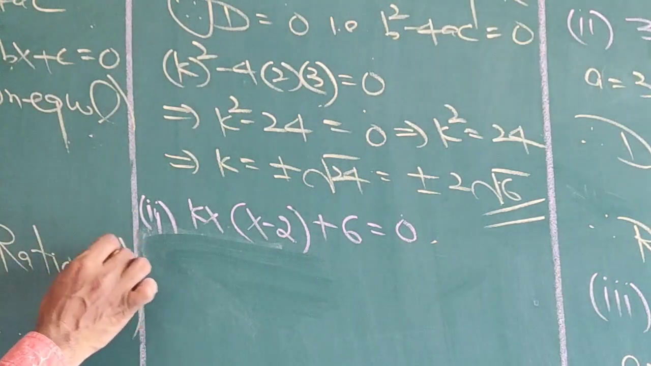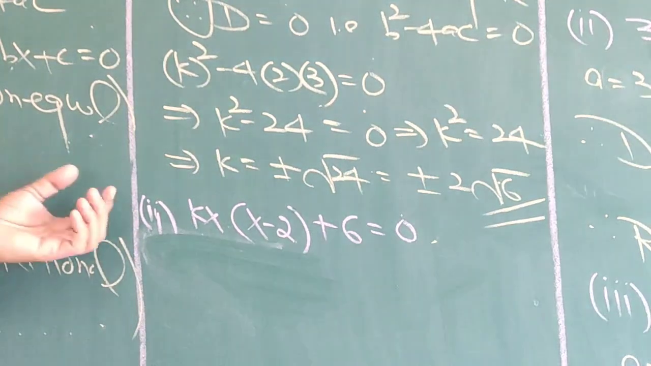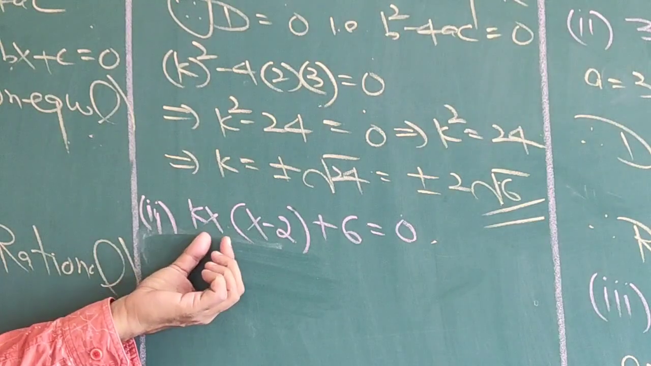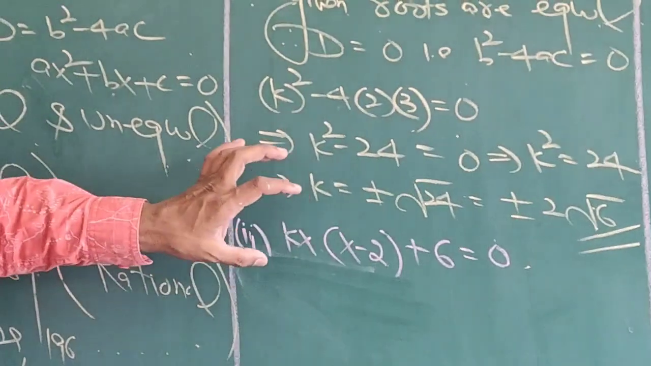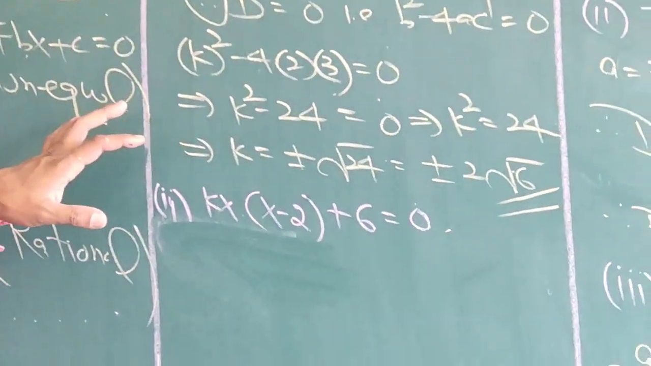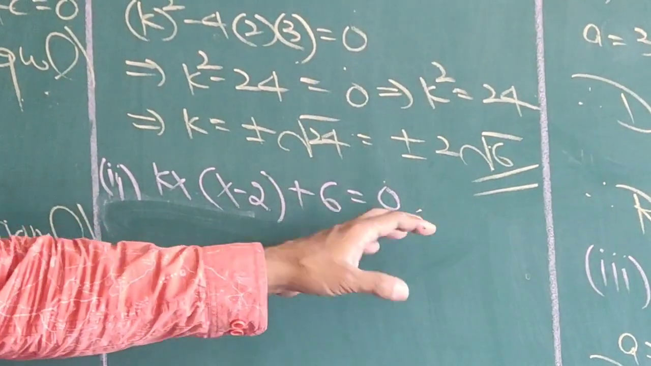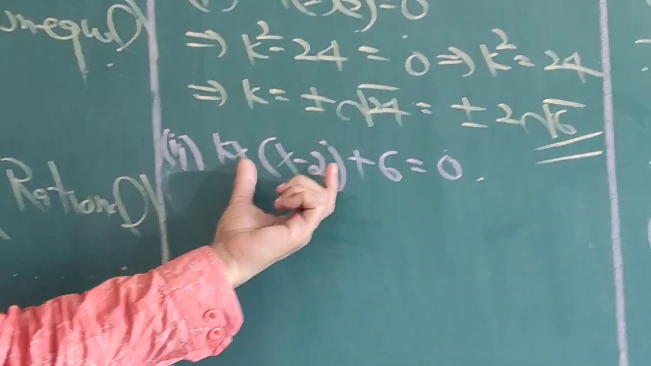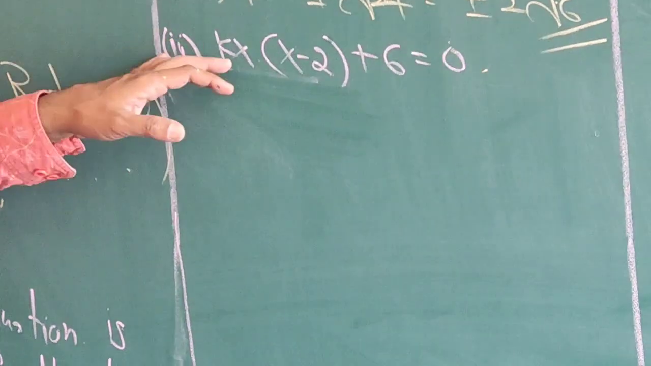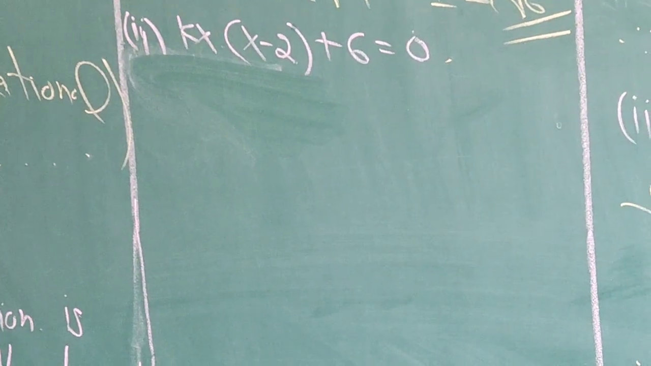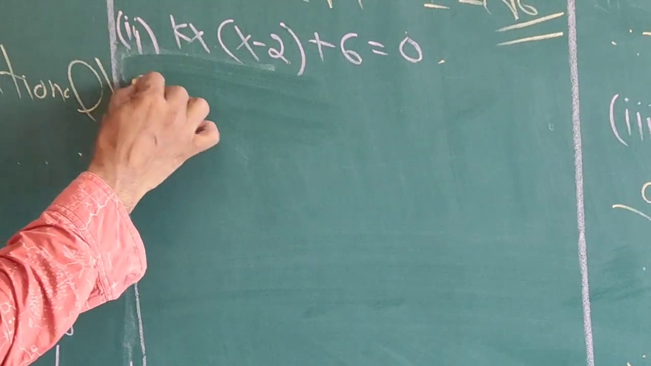Now its second part is also to find the value of k when the two roots of this equation are equal. So first of all we write this equation in the standard form. In the given question the equation is not written or given in the standard form. So first of all we solve the equation and convert it into standard form.